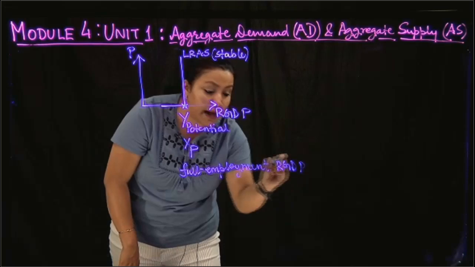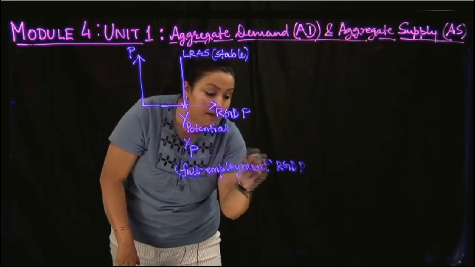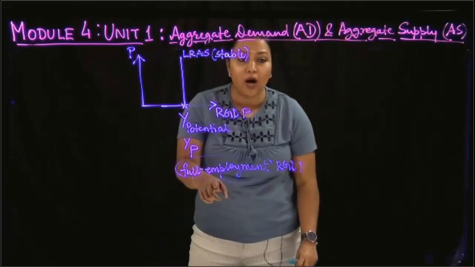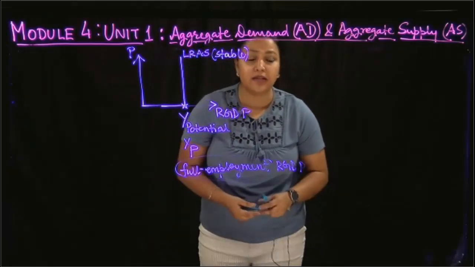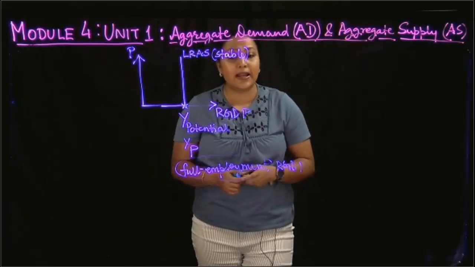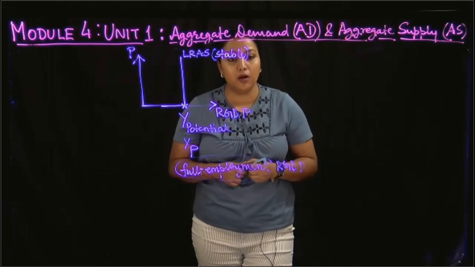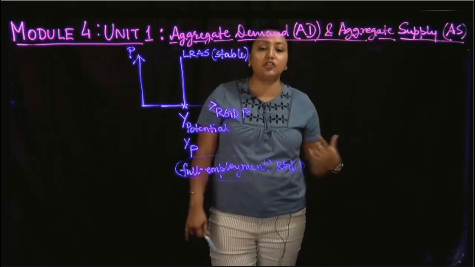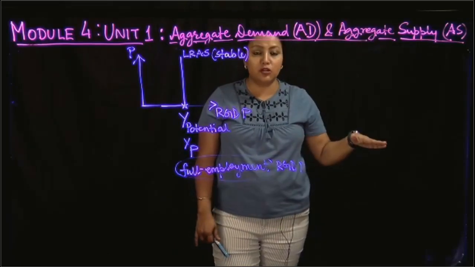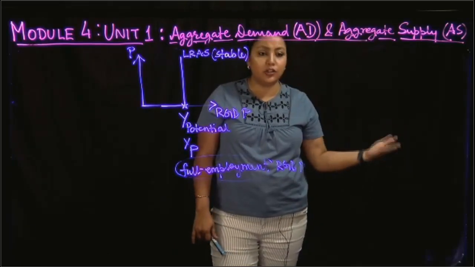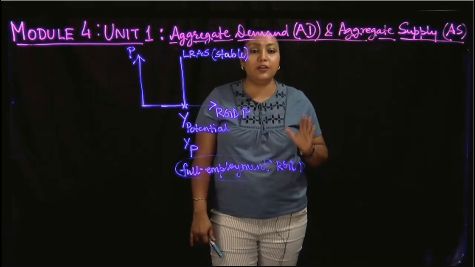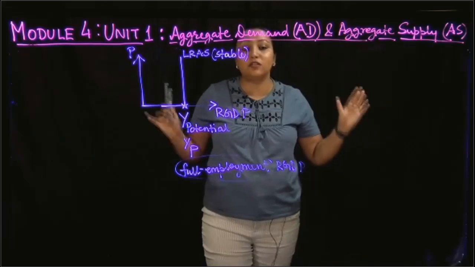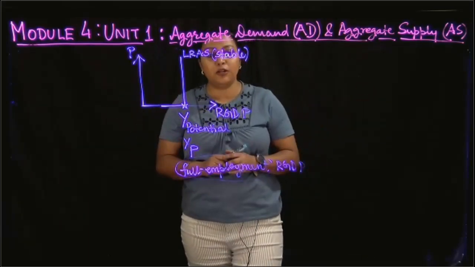What do I mean by that? This word full employment basically means there is zero unemployment in the economy, which means everyone who is willing and able to work has a job. Please note, full employment means all factors of production are optimally used. There is no overutilization or underutilization of any resource. And everybody who is willing and able to work has a job. There is zero unemployment in the economy.